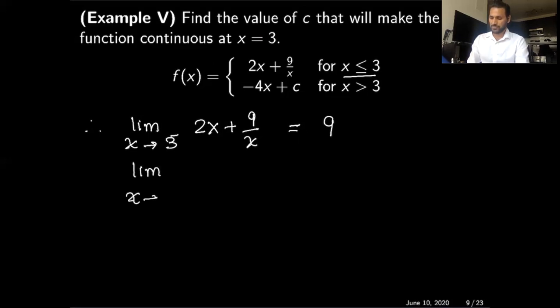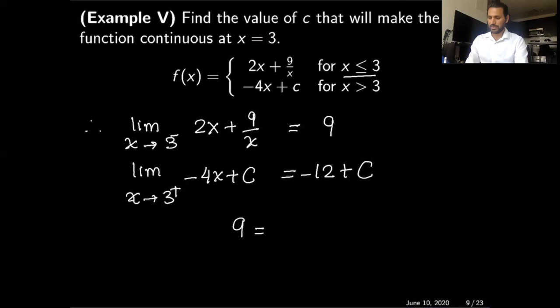x approaches 3 from the right. My function is minus 4x plus c, where c is a constant. If I plug 3 into my function, I will get negative 12 plus c. So in order for the function to be continuous, the left limit must be equal to the right limit, or in other words, 9 must be equal to negative 12 plus c. So that gives me c must be equal to 21.